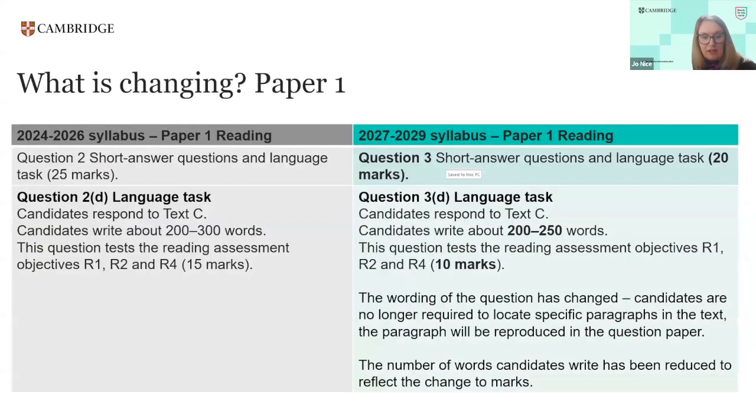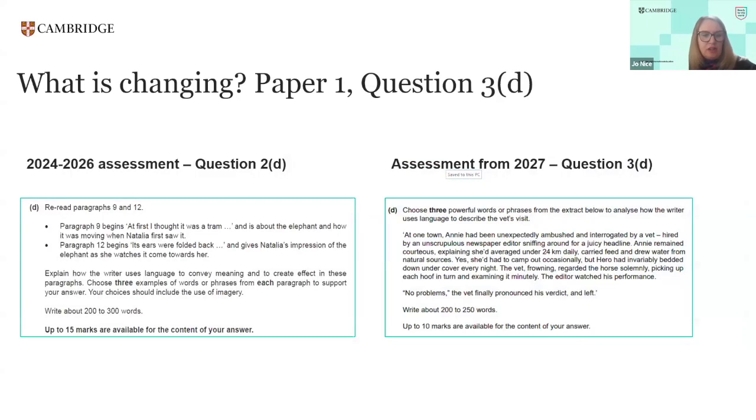On the next slide, this is another focus on question 3. So question 2D in the current paper becomes question 3D in the new paper. The wording of the question has changed slightly. So on the next slide, I can show you that. You can see here on the left-hand side is the current question paper. On the right-hand side, the new question paper from 2027.